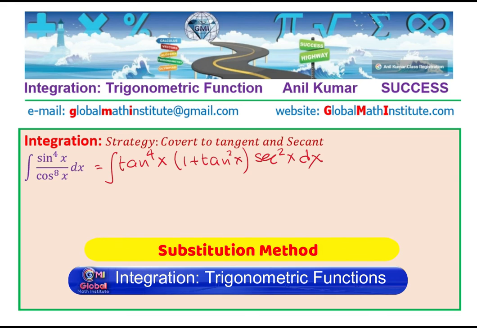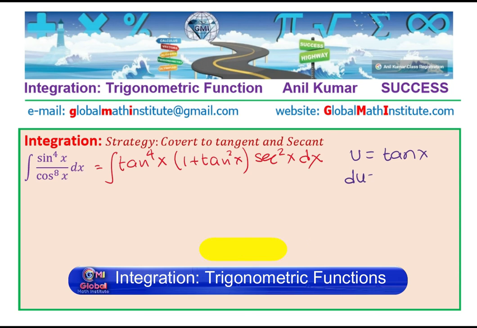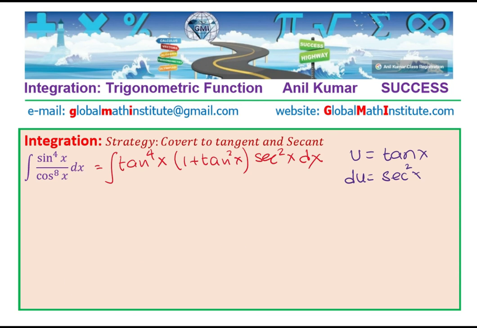Perfect. The substitution which we are going to make is u equals tan x, so du equals secant square x dx. Now we can rewrite it as u to the power of 4 times 1 plus u square times du, right? So that is what we need to figure out. The integral is, well, you can multiply this, so u to the power of 4 plus u to the power of 6, du.